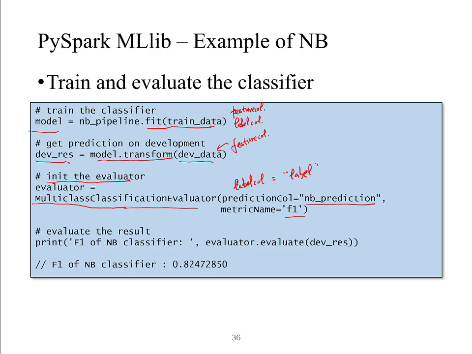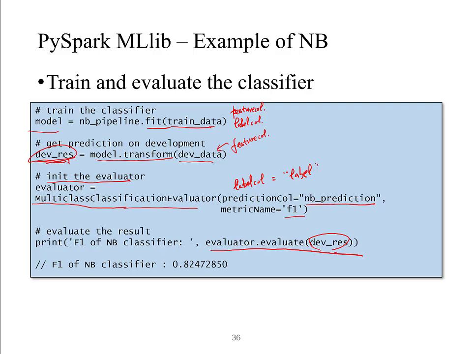In order to evaluate the result, you just call evaluate, and the input is a data frame which is the result of model.transform. So the development result is the input of the evaluate method. And you can print it to see the F1 score of your classifier on this development dataset.